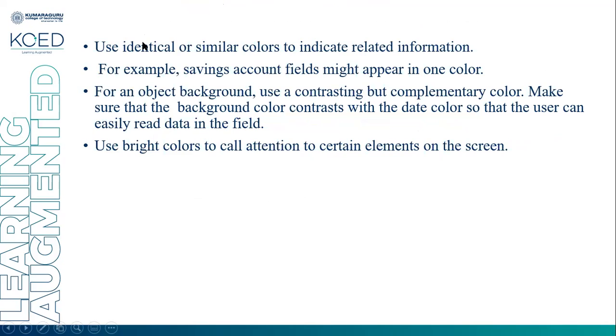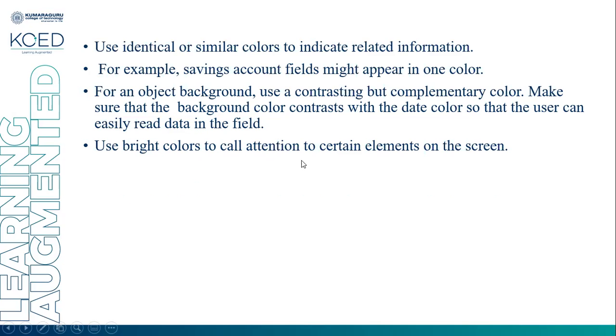Use identical or similar colors to indicate related information. For example, a savings account field might appear in one color. For an object background, use a contrasting but complementary color. Make sure that the background color contrasts with the data color so that the user can easily read the data in the field.